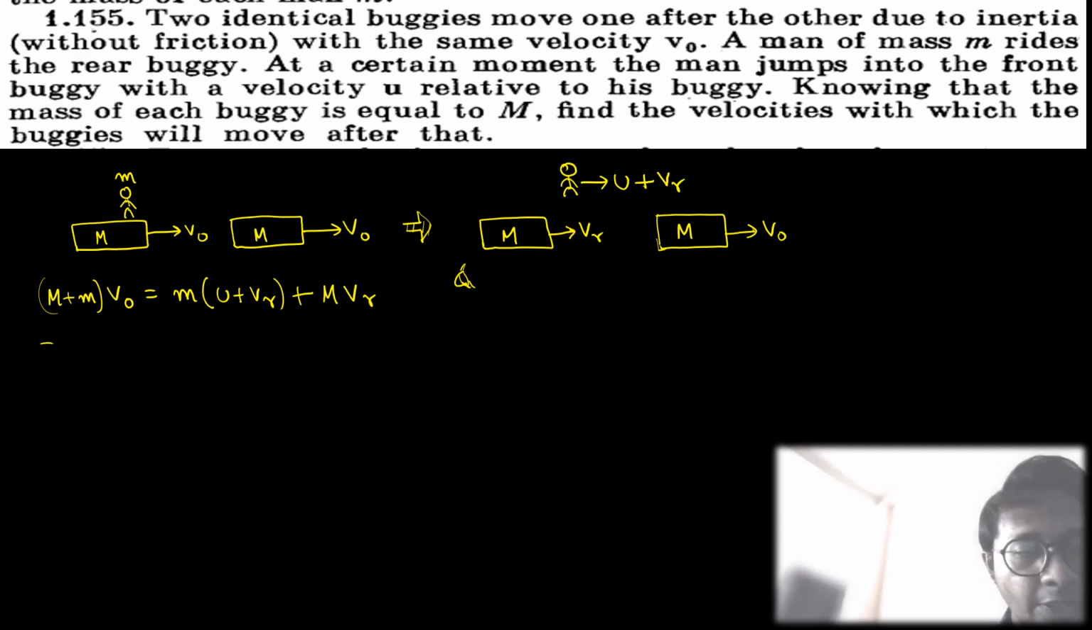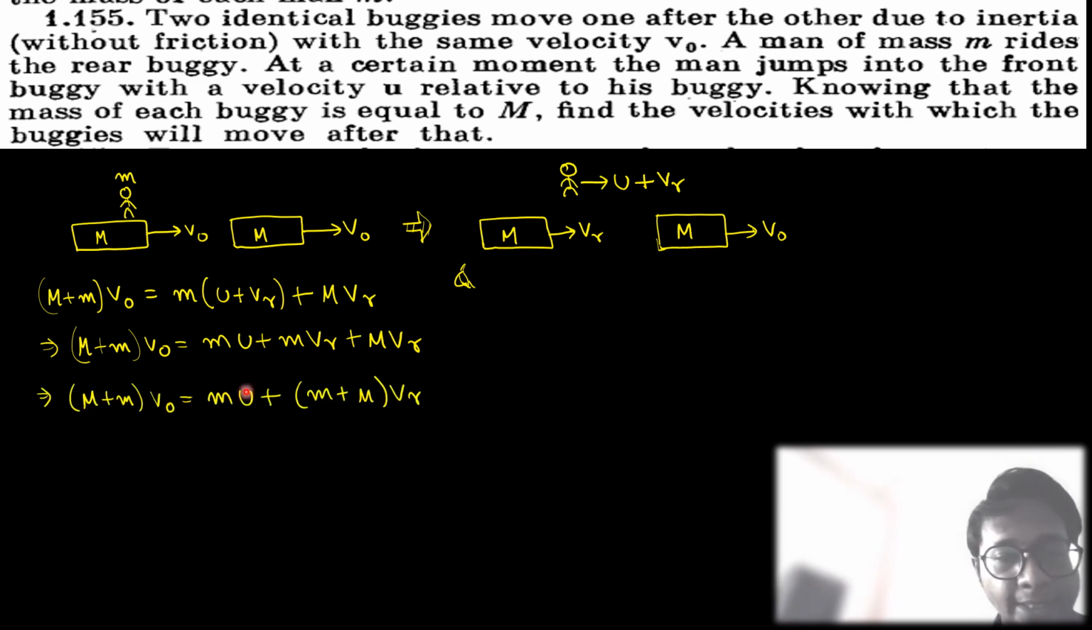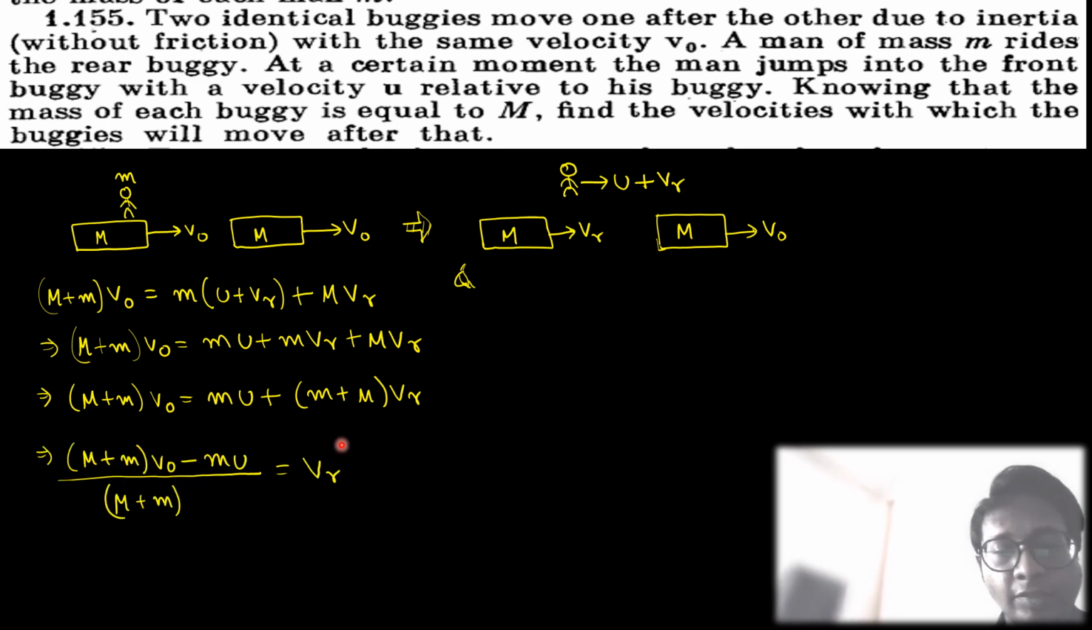So if you isolate the equation, let me write down the equation. Now I can take vr common from this part. Now if I send this mu to the left hand side and divide by M plus m, we'll get the answer. So this is the velocity of the first block after the person has jumped off.